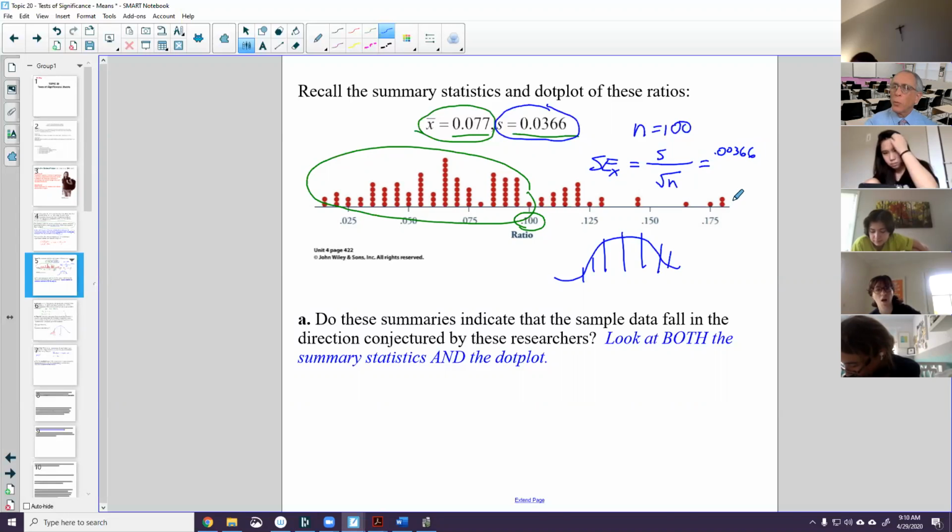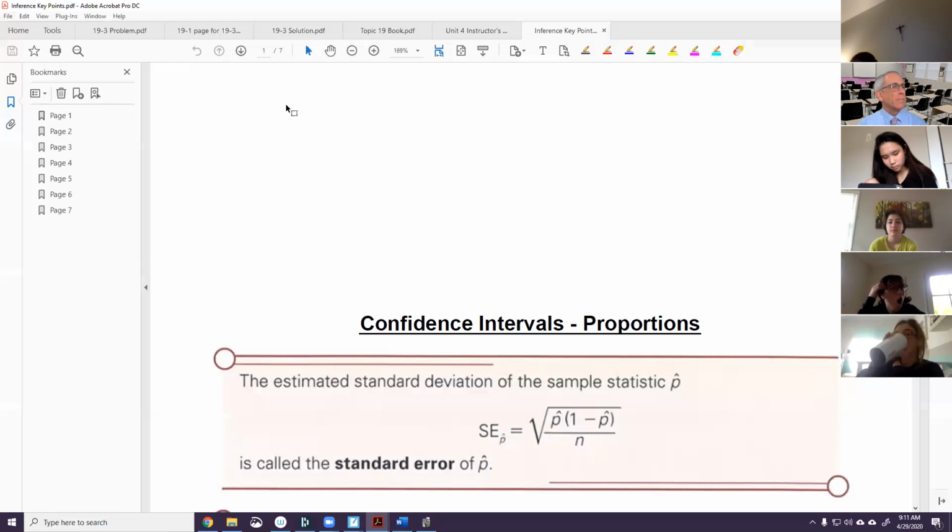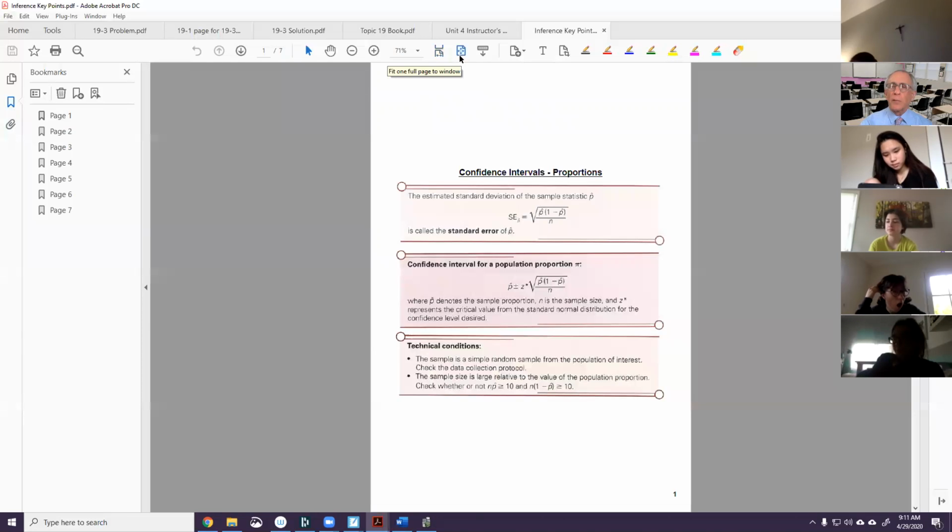All right. We're gonna come back to this. We'll start right here on Friday. But before you go, I wanna go over something. Inference key points. I sent this out, it's like a packet of about 7 pages of the key things that I think you need to solve these problems for proportions or for means. So let me make one more picture here so you can kind of see this.